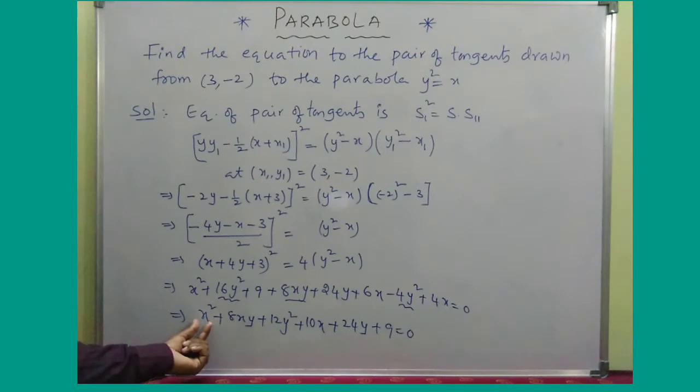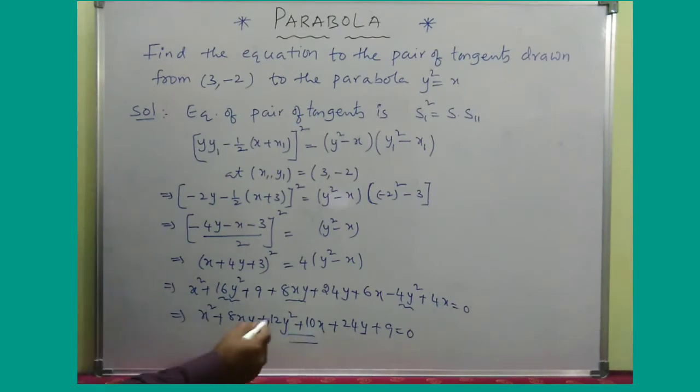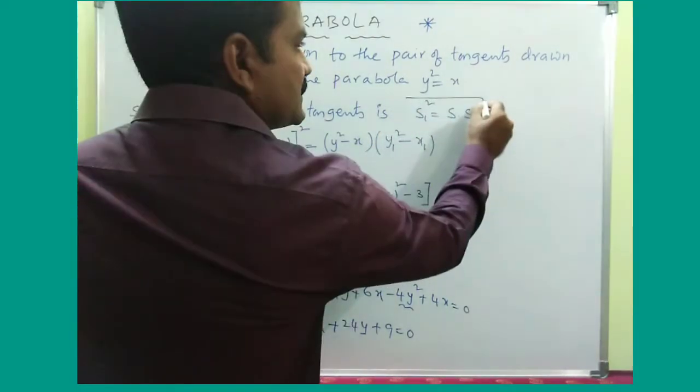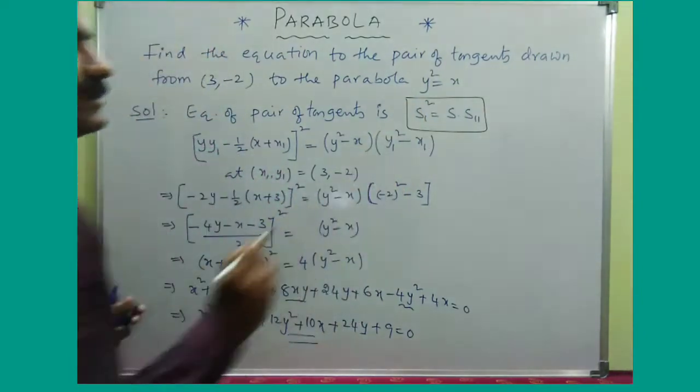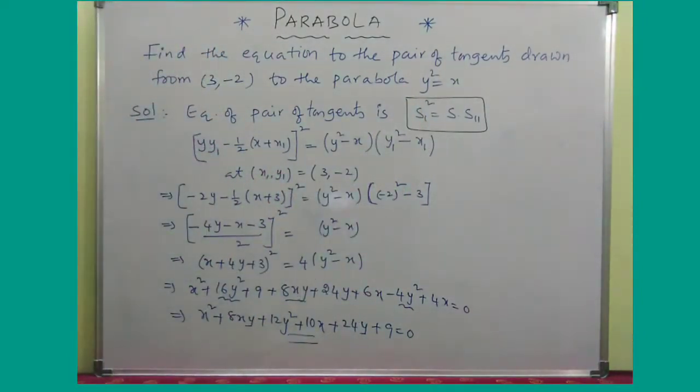Okay, that's why we got the degree as 2. Linear into linear: if you multiply both the line equations, you are going to get it this way, a second degree non-homogeneous equation. Right? So this is the way we can find the equation of pair of tangents using the formula S1 square is equal to S into S11. Right?